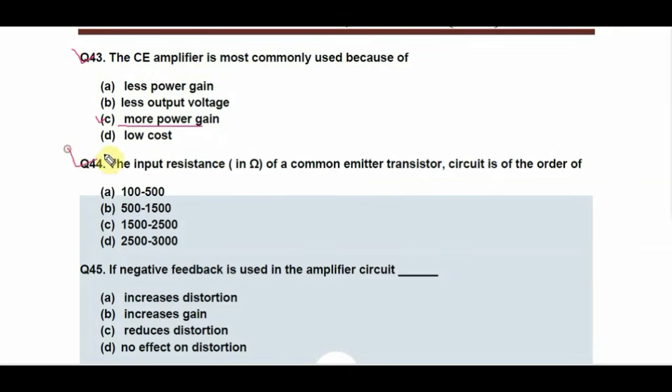Next question, the input resistance in ohm of a common emitter transistor circuit is of the order of 500 to 1500. Option B is the correct answer. In the next question, if negative feedback is used in the amplifier circuit, it reduces the distortion. Option C is the correct answer to this question.